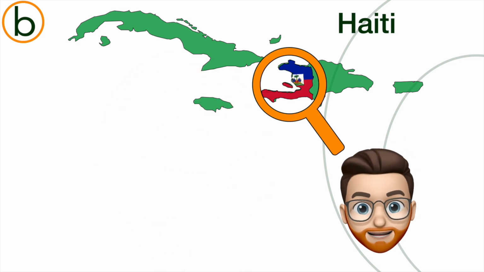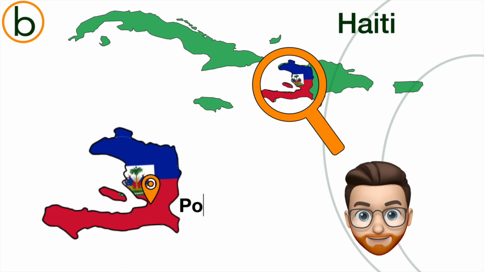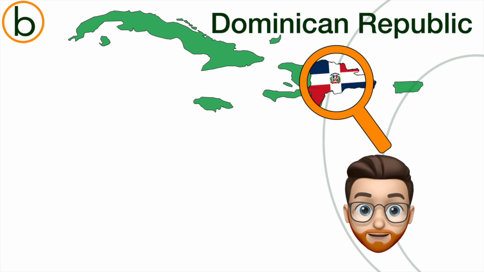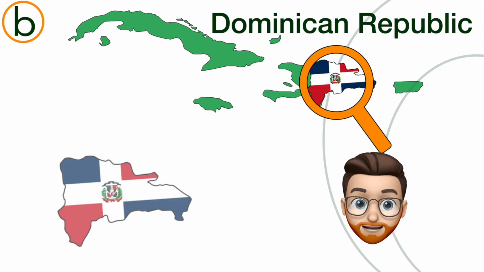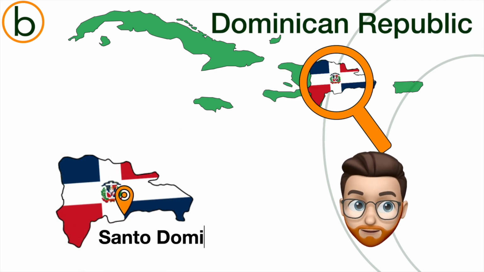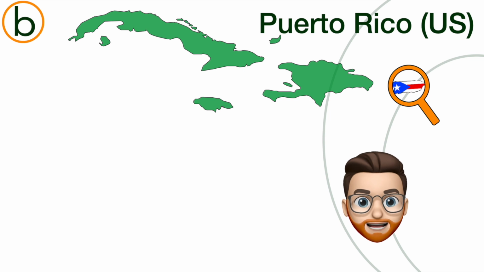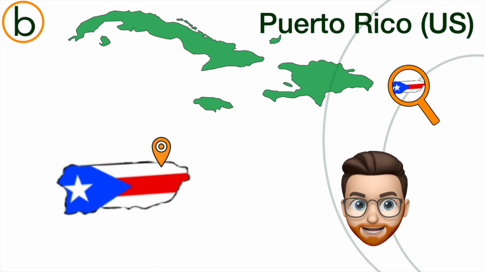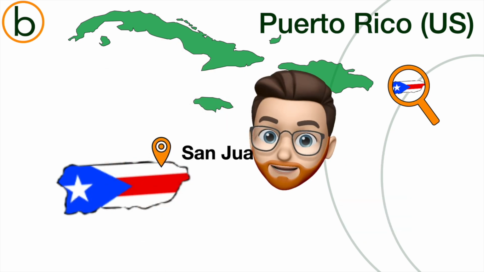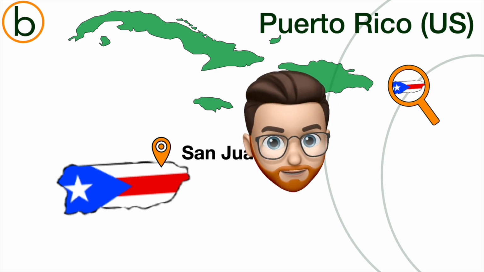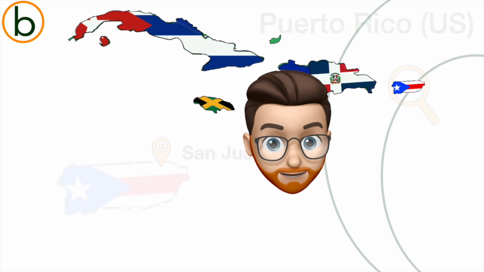Then we have Haiti with Port-au-Prince. Next to Haiti, but still on the same island, there's the Dominican Republic with its capital Santo Domingo. And at last there's the small island of Puerto Rico, which is part of the US, which has as its main city San Juan. These Caribbean countries complete our overview of American countries and their capital cities.